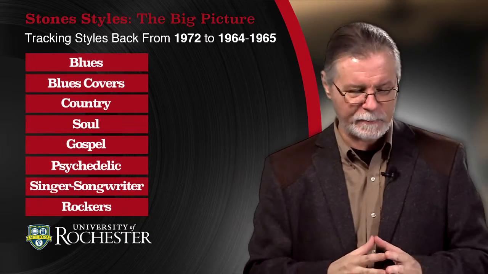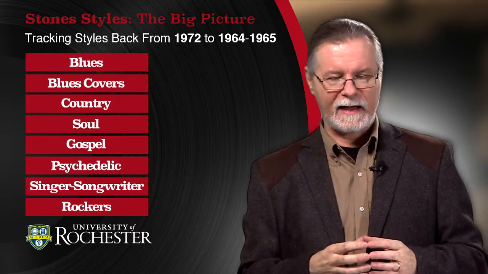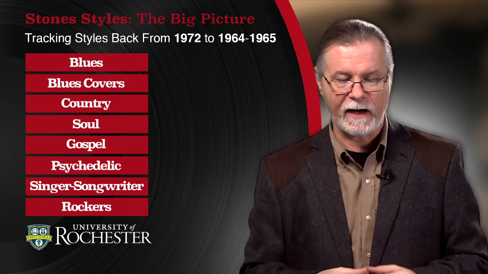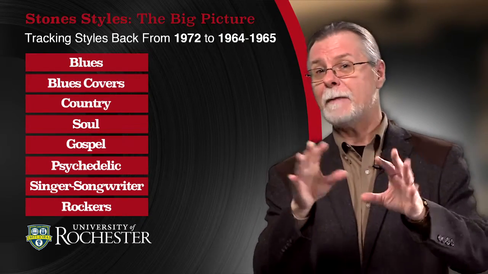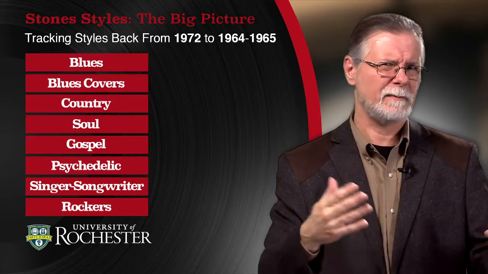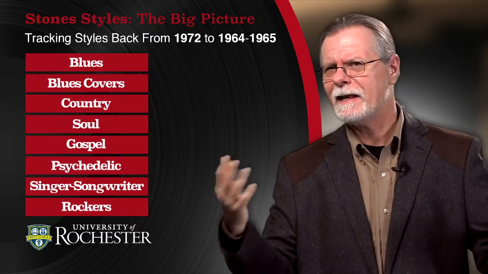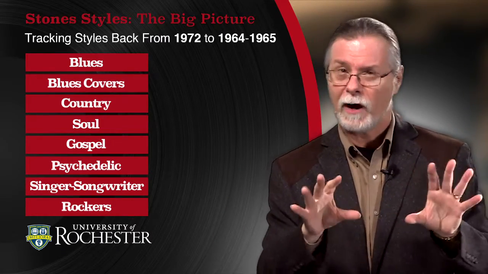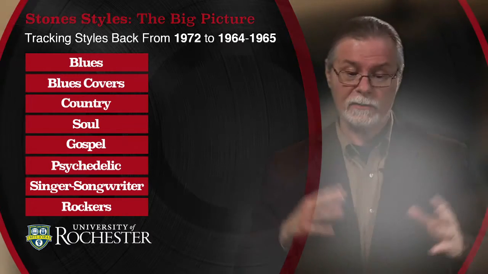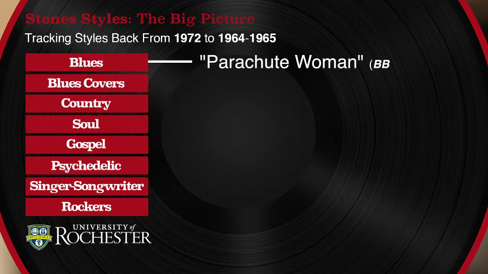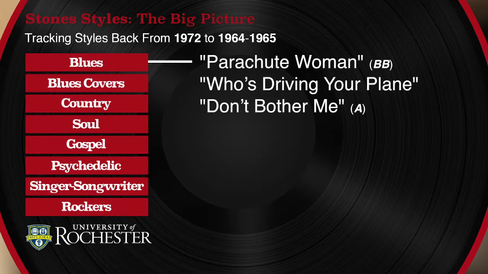Let's track these styles back from '72 into 1964 and 1965. Let's start with blues. And again, I'm not even picking all the songs. I'm just picking some likely candidates, and it's a shorter list. You could probably make a more exhaustive list if you wanted to. So we start with blues. Well, Beggar's Banquet features Parachute Woman. Who's Driving Your Plane?, a B-side, and then takes us all the way back to Don't Bother Me, which is on Aftermath, and this is the Rolling Stones writing their own blues tunes.